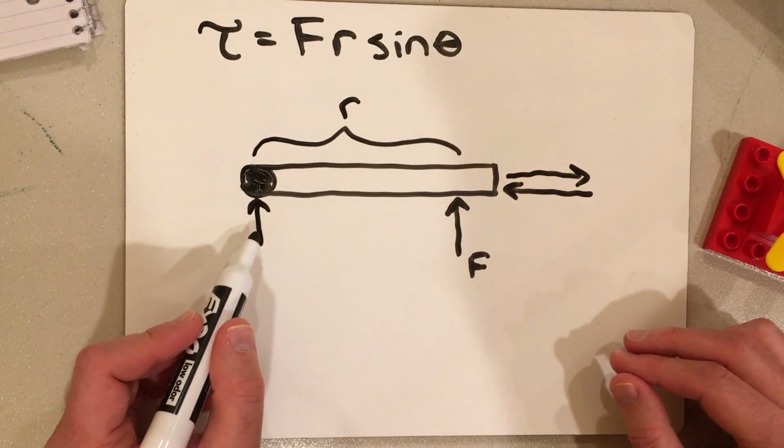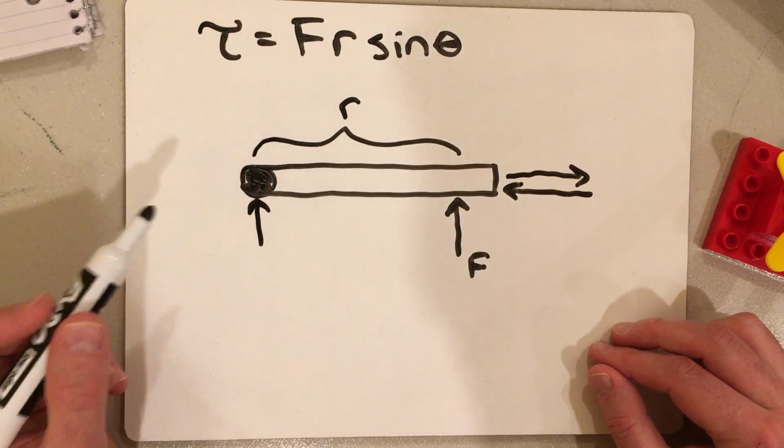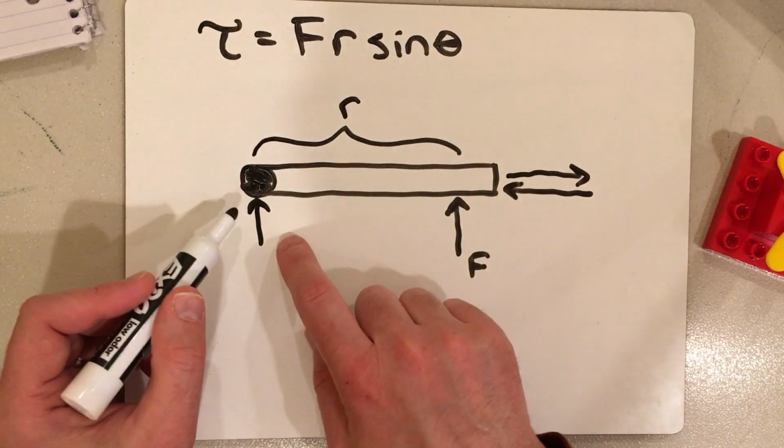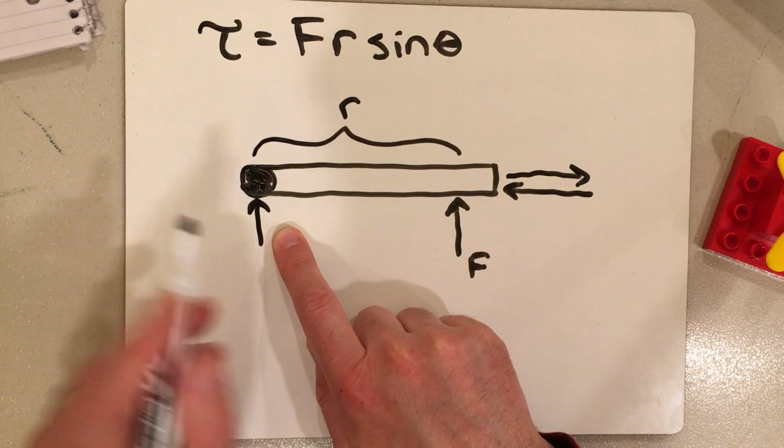If you apply the force at the rotational axis, R will be 0. No torque will be created. This, by the way, is akin to trying to open a door by pushing on the hinge. It's just not going to work. You're not going to open the door. You're not going to have any luck.